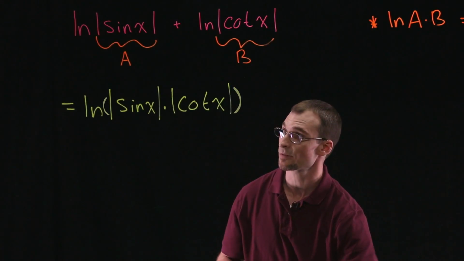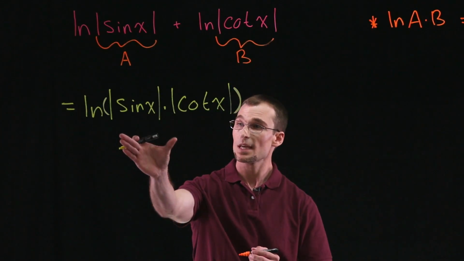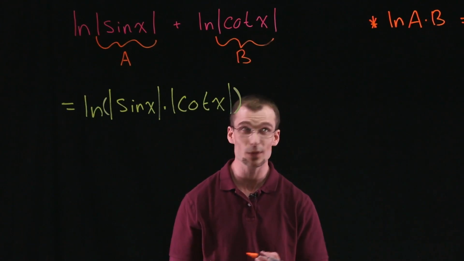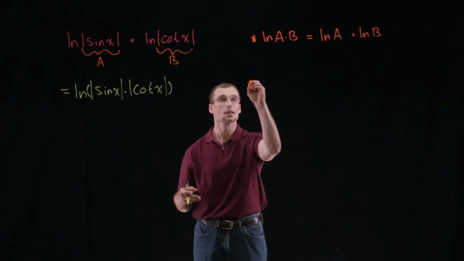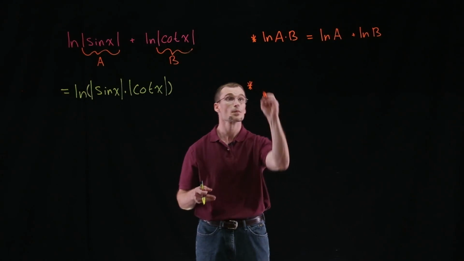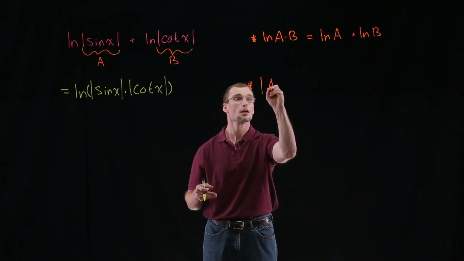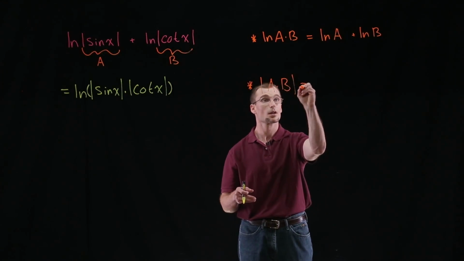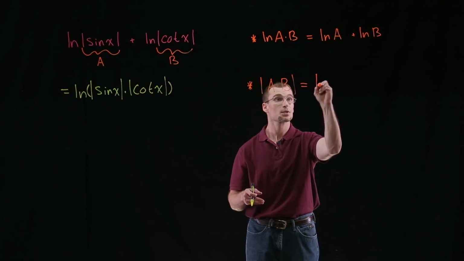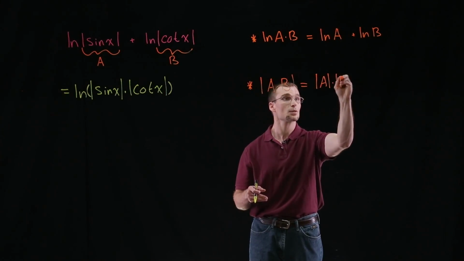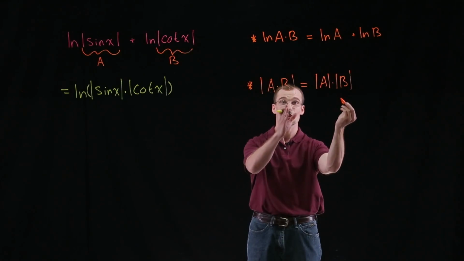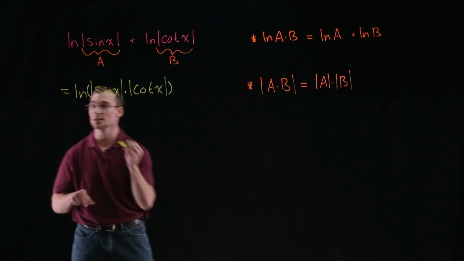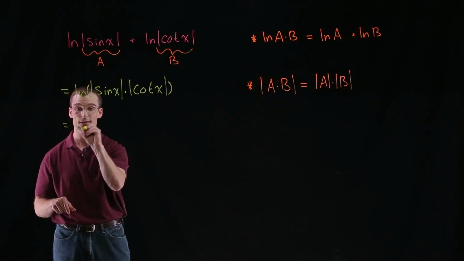Now what we want to do is try to simplify this further. So what we have is the product of the absolute value of sine of x times the absolute value of cotangent of x. What do we do from there? Well, there's another formula from algebra that we can recall, and that is when we have a product inside an absolute value, we can take that as the absolute value of a times the absolute value of b. So again, using this formula in reverse, I can take this product of absolute values and write it as a single absolute value with the product on the inside.